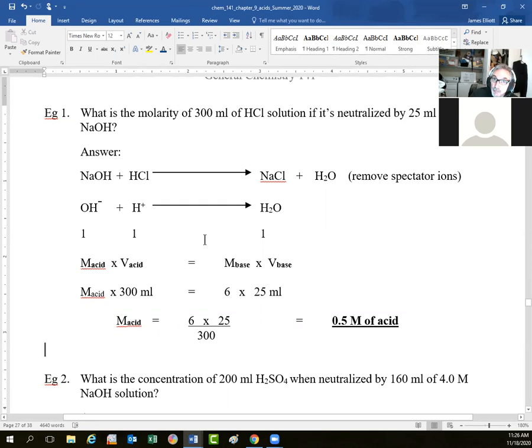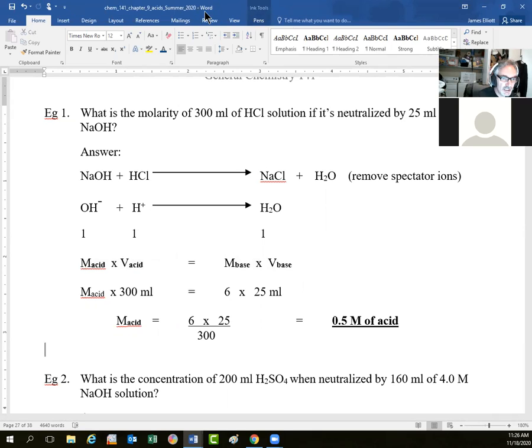We calculate the moles by taking the molarity times the volume. So the molarity times volume of the acid will be equal to the molarity times volume of the base because the moles are equal, and we calculate it like this. We can put in our values. We've got 300 milliliters of the acid solution.